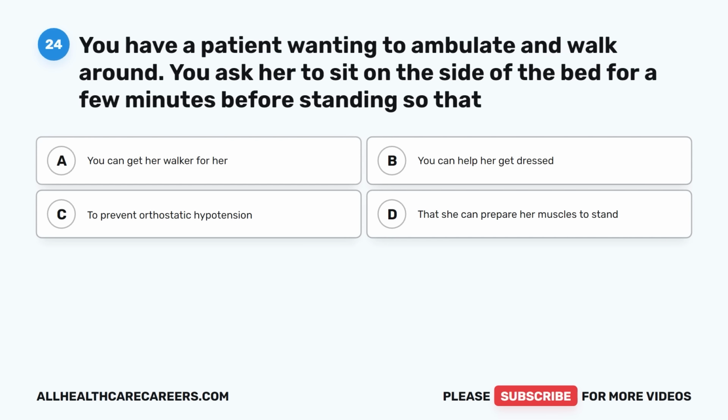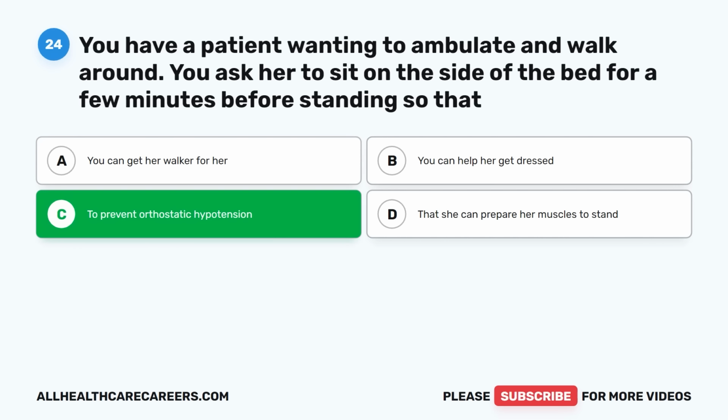Question 24. You have a patient wanting to ambulate and walk around. You ask her to sit on the side of the bed for a few minutes before standing so that A. You can get her walker for her. B. You can help her get dressed. C. To prevent orthostatic hypotension. D. That she can prepare her muscles to stand. The correct answer is C.